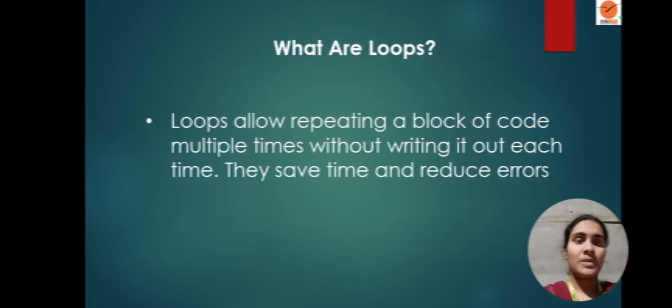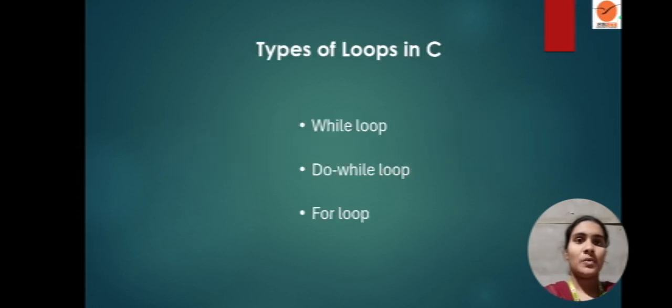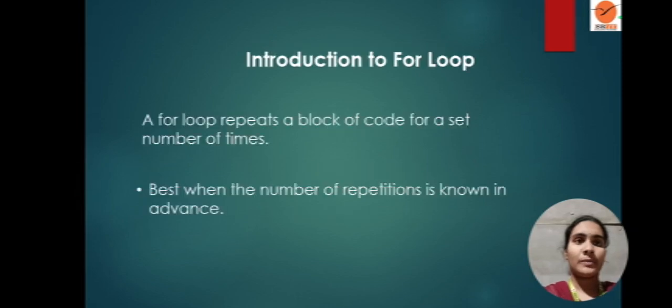What are loops? Loops allow repeating a block of code multiple times without writing it out each time. They save time and reduce errors. Types of loops in C. There are three types of loops. First one while loop, second one do while loop, third one for loop.